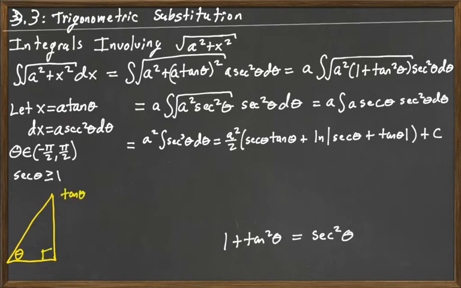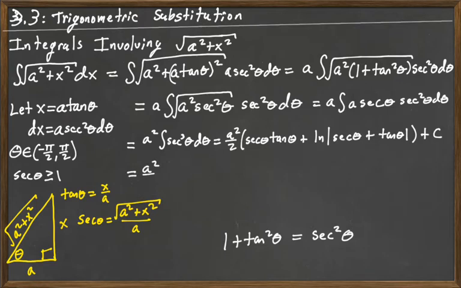Okay, and so we have x equals a tangent of theta, so tangent of theta would be equal to x over a, so it gives us the opposite over the adjacent. Using the Pythagorean theorem, the hypotenuse would be the square root of a squared plus x squared. So the secant of theta is going to be the hypotenuse, the square root of a squared plus x squared, all over the adjacent side of a.